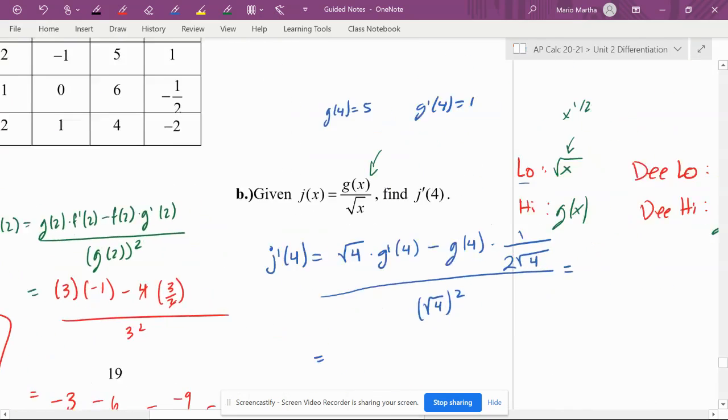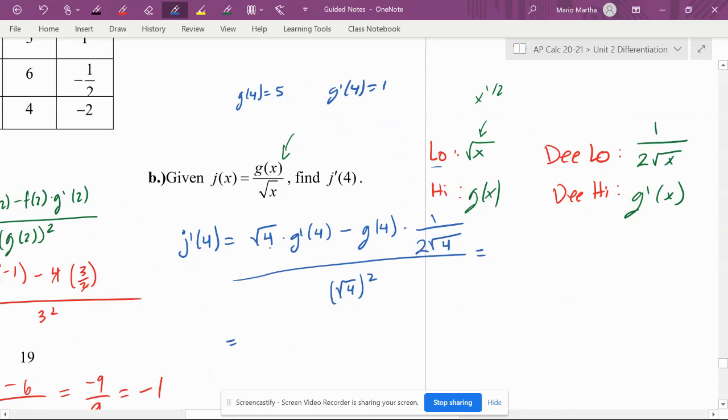So let's substitute those in. The square root of 4 is just positive 2 times g prime at 4, which is positive 1. And then minus g of 4, which is 5, and then times 1 over 2 times the square root of 4, which would be 1 over 2 times 2, which is 1/4. And then everything divided by positive 4. And these two go away.